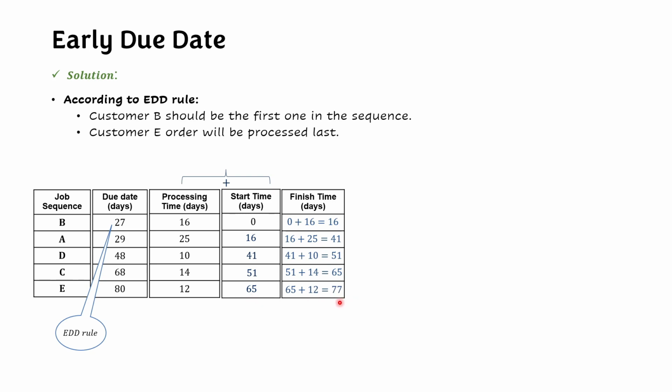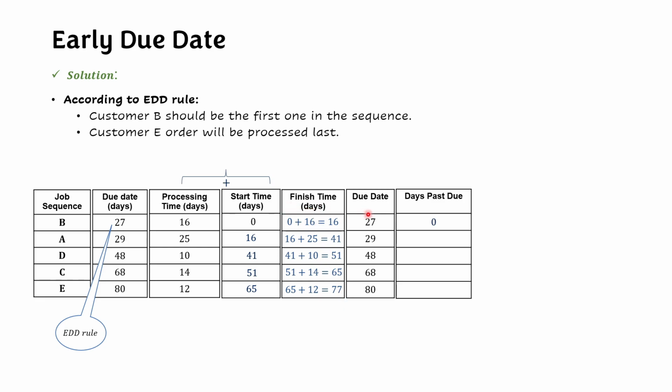and we will be able to finish job E on the 77th day. In the next step, we will calculate the days past due based on the due date information available for each job. Now, if the finish date is less than the due date, days past due will be 0. So in case of job B, you see that we have the finish time as 16 days and the due date is 27 days. So we haven't passed the due date.